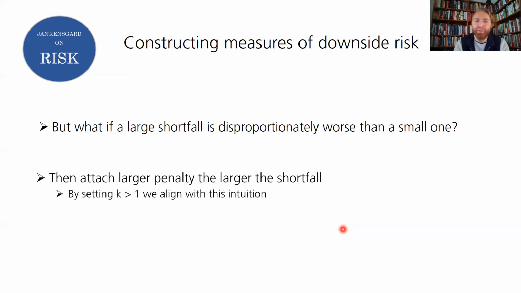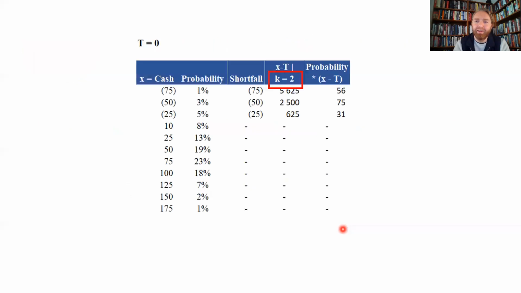And that's what you do by setting k larger than 1. So let's take k equals 2 here. In this case, we're working always with the same shortfall, right? The question is only a matter of how you penalize it. And here with k equals 2, what happens is that you square it, and then it turns into a positive number again, as per the mathematics of this. It also becomes a very clearly larger number here.